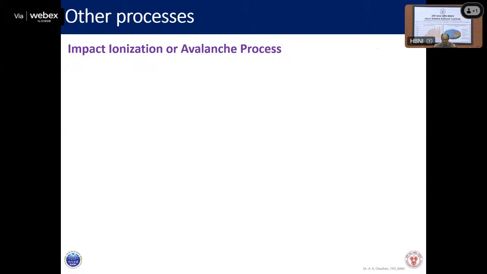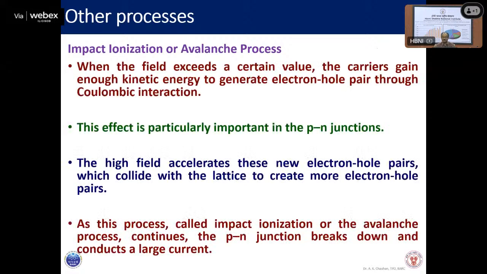The other processes are impact ionization or the avalanche process. What happens is that when an electron starts moving and you apply a very high potential, it gains a certain amount of energy proportional to the field. If the energy is so high that this electron can strike a nearby atom and break a bond and release an electron, then it will create an electron hole pair.